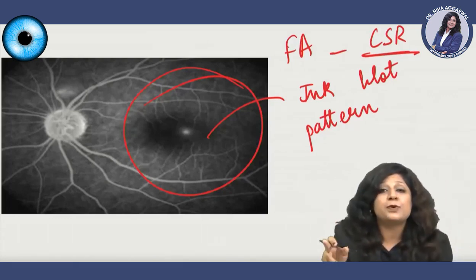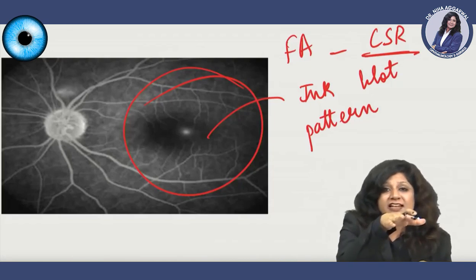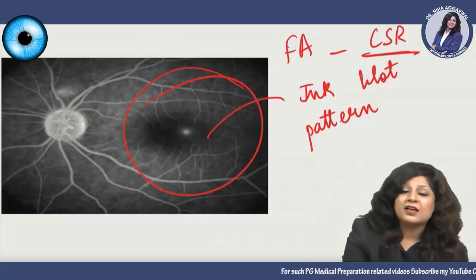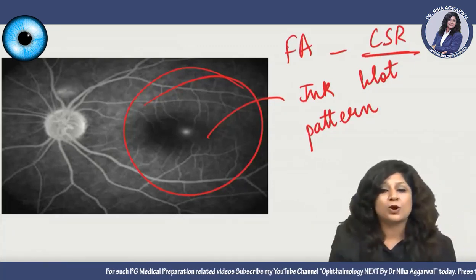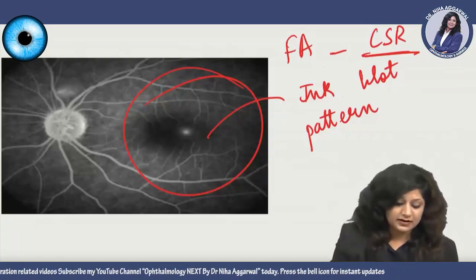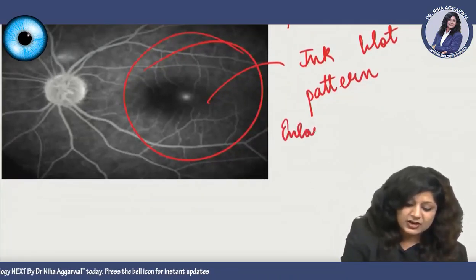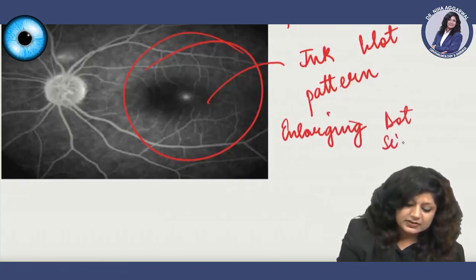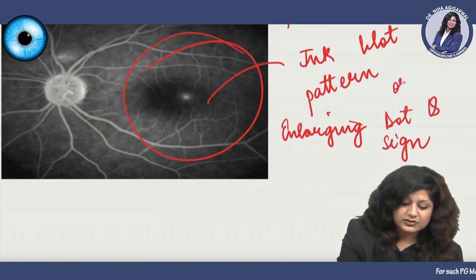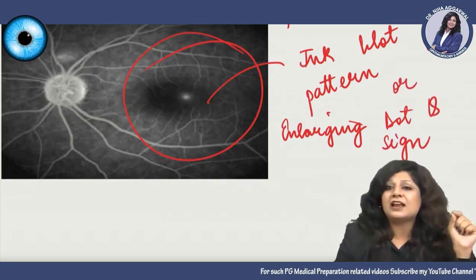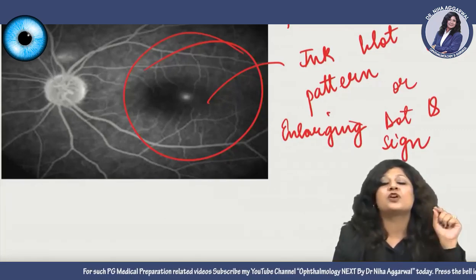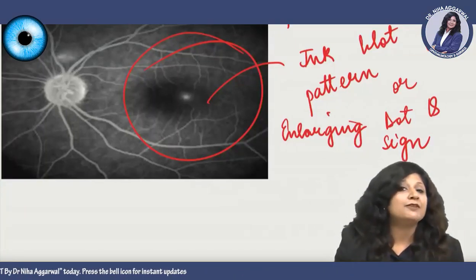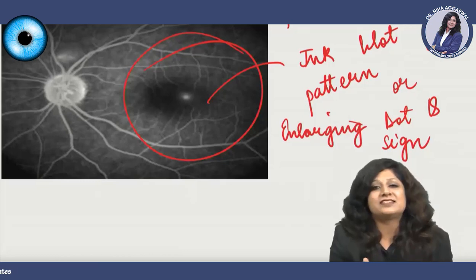You are getting a large blot due to the detachment of the neurosensory retina, more amount of fluid. More amount of fluid means more amount of dye, and more amount of dye means a larger blot. So we are getting an ink blot pattern. This is also called the enlarging dot sign. So the ink blot pattern or the enlarging dot sign is again a feature of CSR. So now we have come up to the testing and confirmation of CSR and CME.